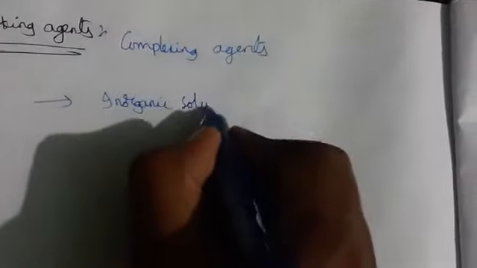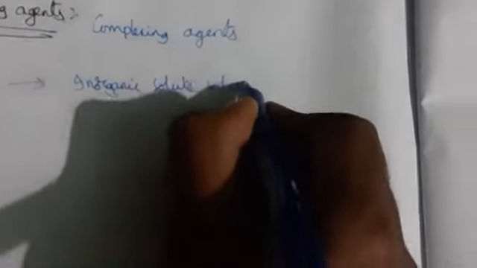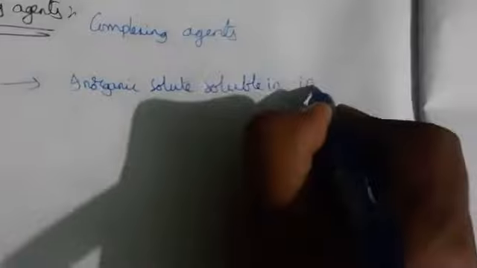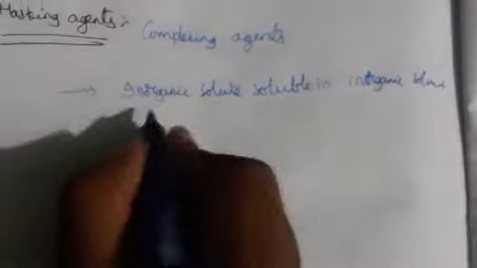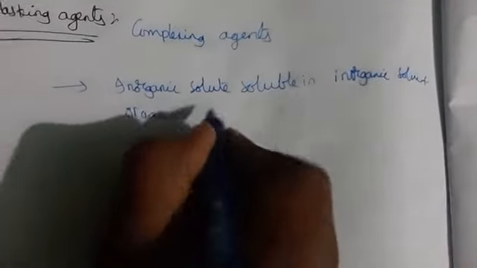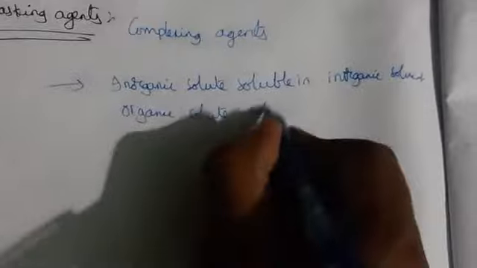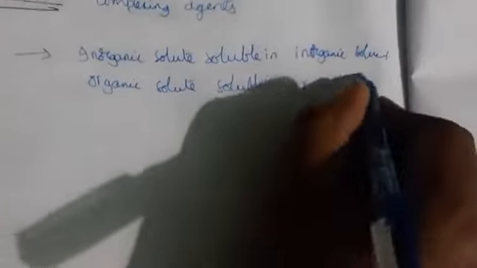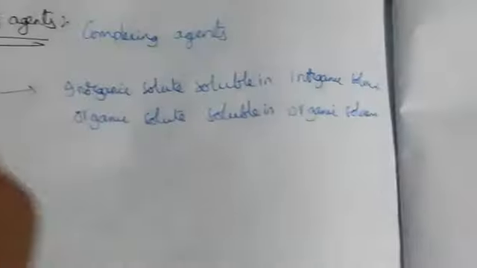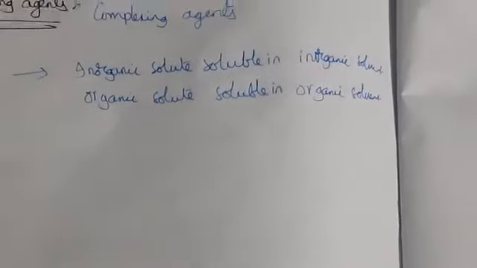Inorganic solute is soluble in inorganic solvent, and organic solute is soluble in organic solvent, right? So generally, Fe plus 2 is soluble in water only, and organic acetic acid is soluble in ethyl alcohol. It is soluble in organic compounds only.